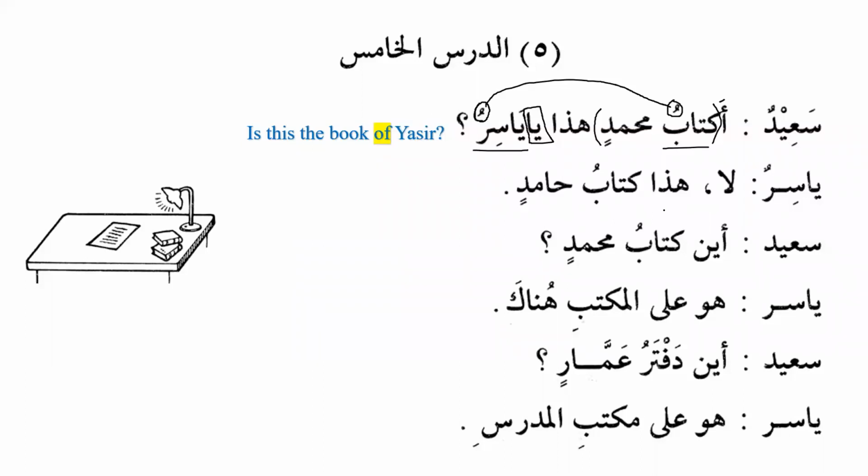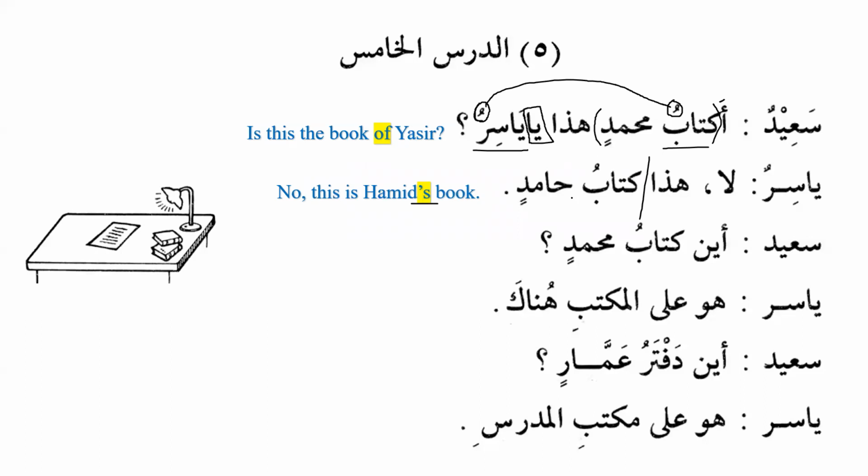Hadha kitabu Hamidin. No, this is Hamid's book, the possession apostrophe s, or this is the book of Hamid. Now please remember that this Idafa construction can be mubtada, the subject, and it can be the predicate, the khabar. But we cannot break it.